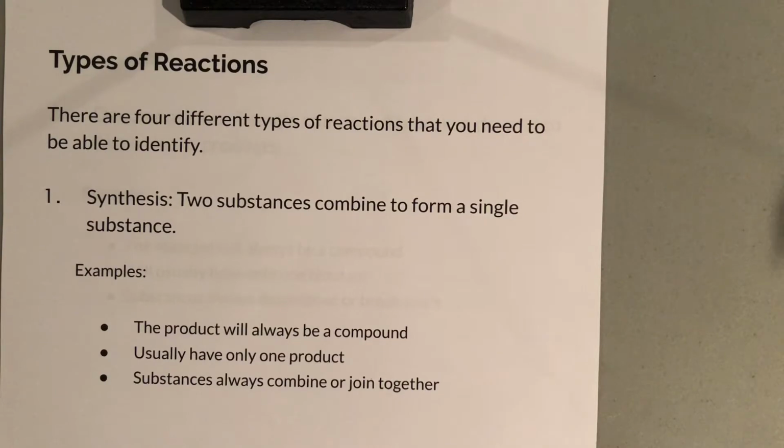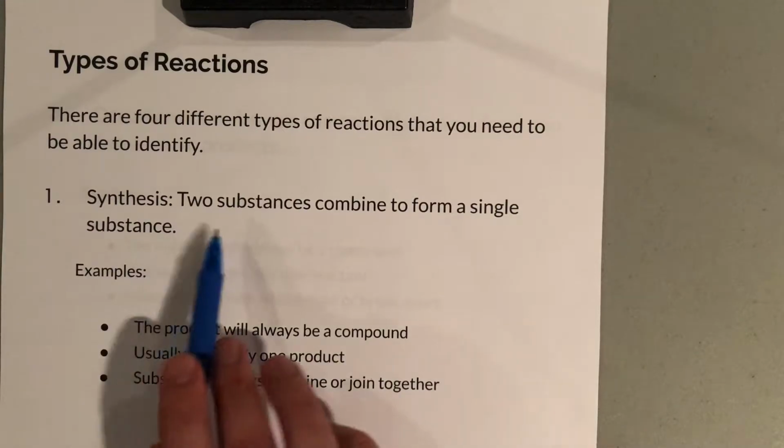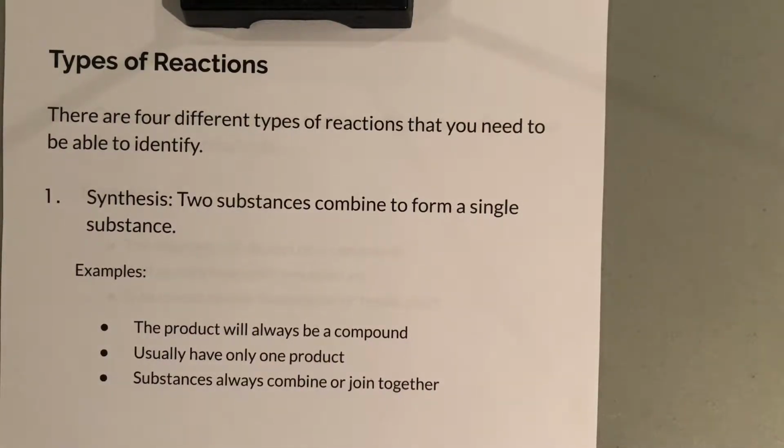So what we really want to look at here are different types of reactions. There are four main types of reactions that you need to be able to recognize and identify. The first one is a synthesis reaction. Synthesis means to make something or to join things together. So that's exactly what happens in a synthesis reaction. You take two substances and they combine together to form a single substance.